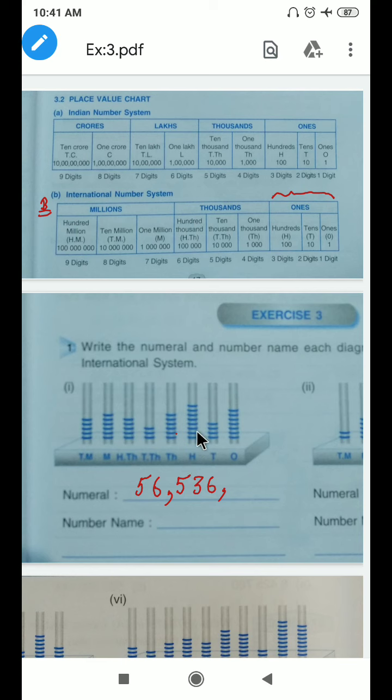Then in 100 room there is given 1, 2, 3, 4, 5, 6, 7, 8. Then 10, 1, 2, 3, 4. Then one place 1, 2, 3, 4, 5, 6, 7. So this is our answer. Now how to read this number? What is the number name? So 56 belongs to which room? Millions room. So this will be 56 million.